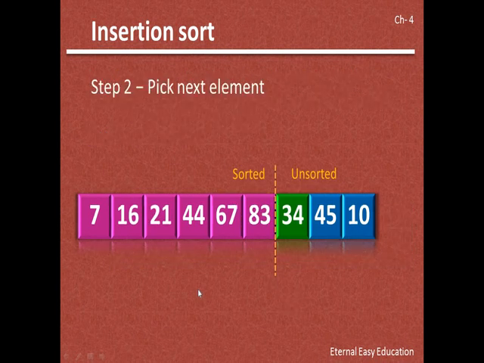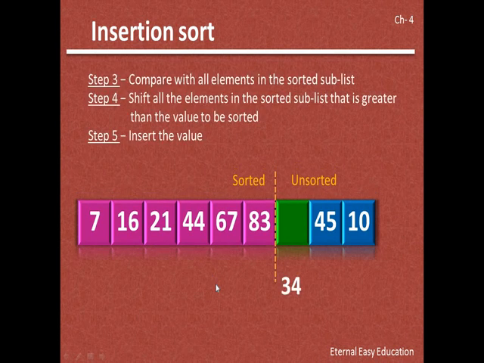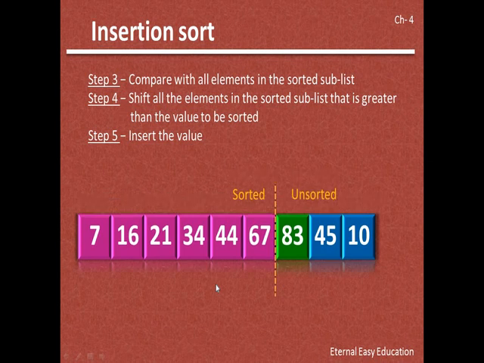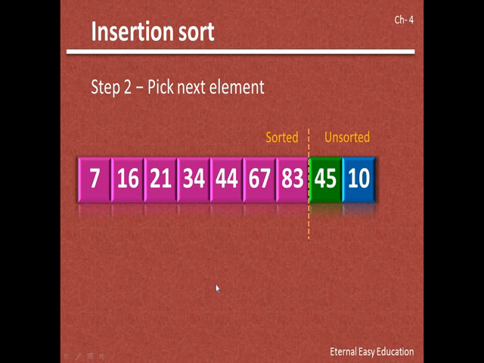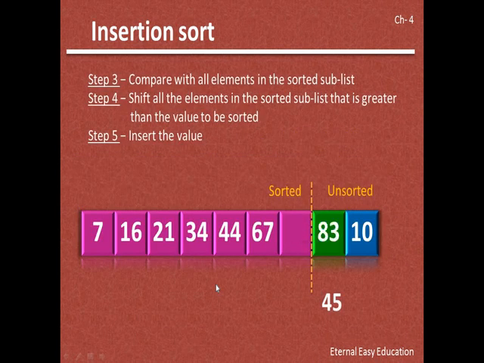Is it clear, children? Next, take the element 34. It should be inserted where? After 21, so in this position of 44. So 83, 67, 44 are moved. In this position, 34 is inserted. Next, 45. So 83, 67 are moved, and 45 is inserted.